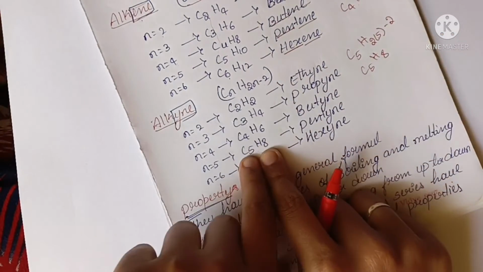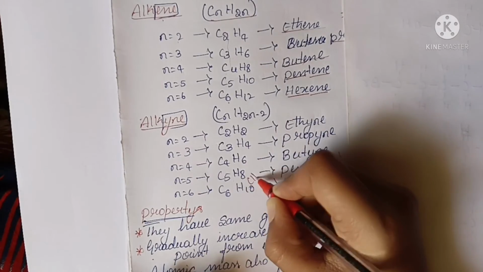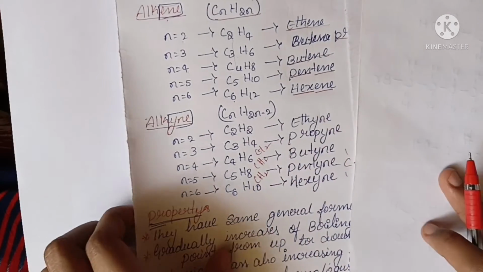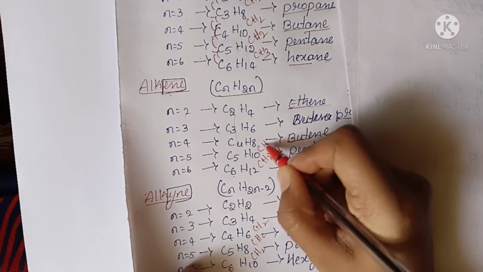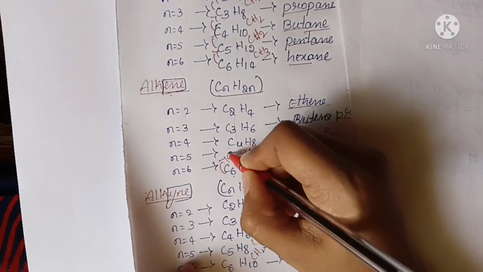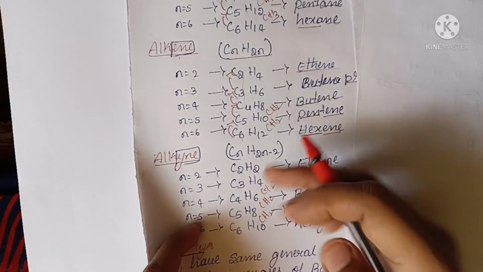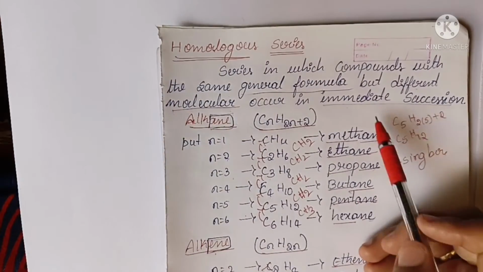See, C5H8. Here also the difference is CH2 only. Here also we have the difference, and in this case we also have CH2, from here to here, from here to here, from here to here. In all the cases we have only CH2. That is what we mention as immediate succession.